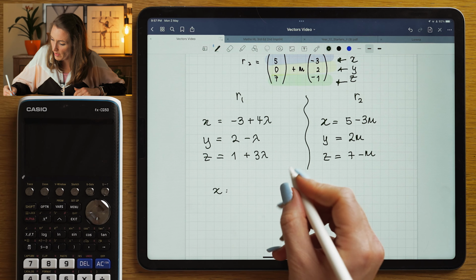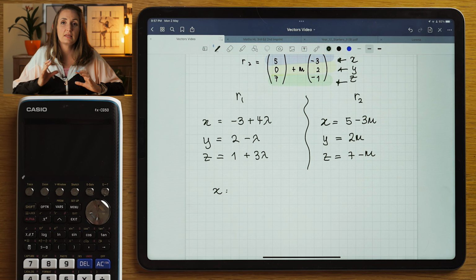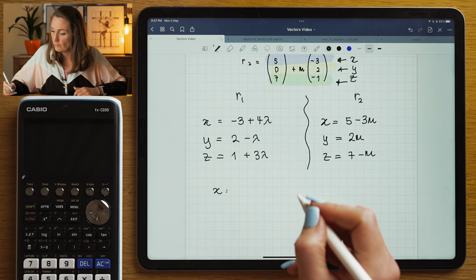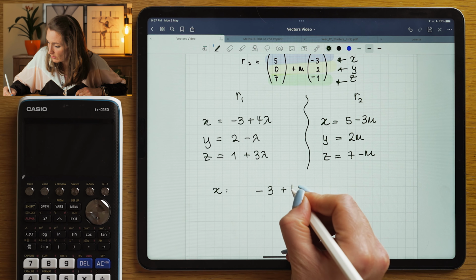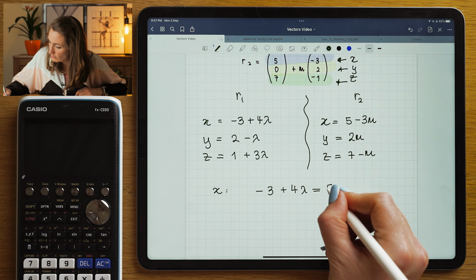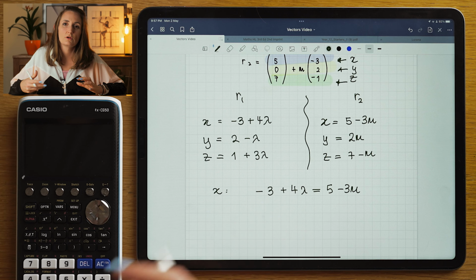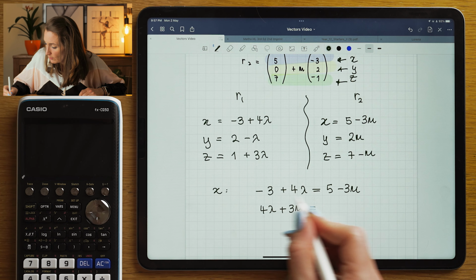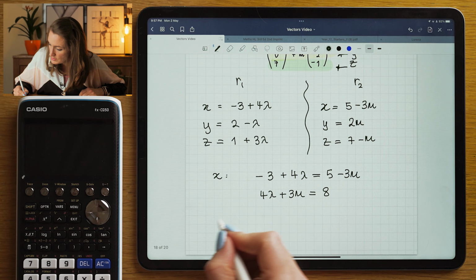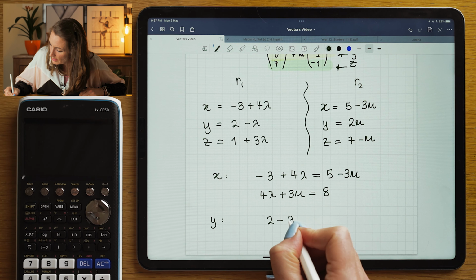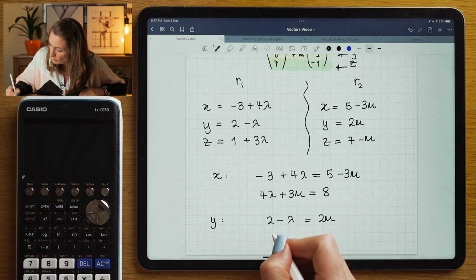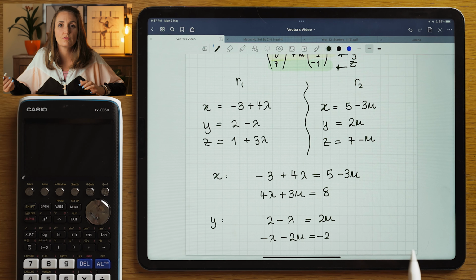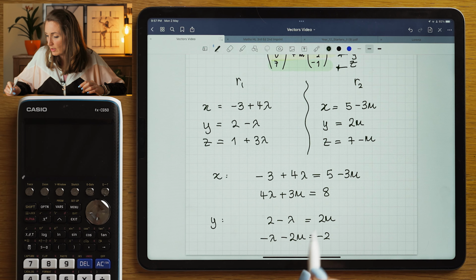So first of all, let's look at the equations for x and make them equal to each other. Remember, if they're going to intersect in three-dimensional space, the x-coordinate on line 1 needs to be equal to the x-coordinate on line 2, right? They have to be the same. So it would make sense that this x equation here would equal this one over here. I'm going to rearrange it slightly so it looks like a bit more of a friendly version to work with. So I'm going to have 4 lambda plus 3 mu equals 5 plus 3, which would be 8. Okay, that's my first equation. I'm going to repeat this process for y with 2 minus lambda equals 2 mu. I'm going to bring the 2 mu over, so I've got minus lambda minus 2 mu equals minus 2. Okay, and I'm going to solve those simultaneously to find lambda and mu.